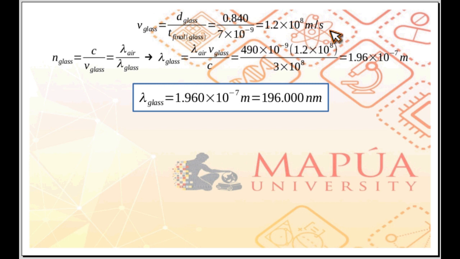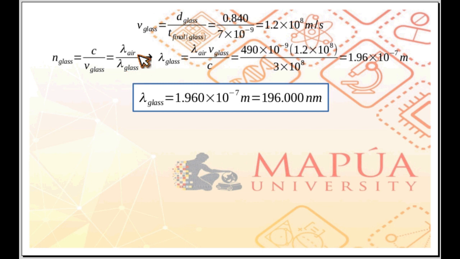And knowing the speed of light in a particular medium, we are able to determine the index of refraction of that medium. N glass is equal to c over V glass. Another equation for index of refraction is lambda air divided by lambda glass.